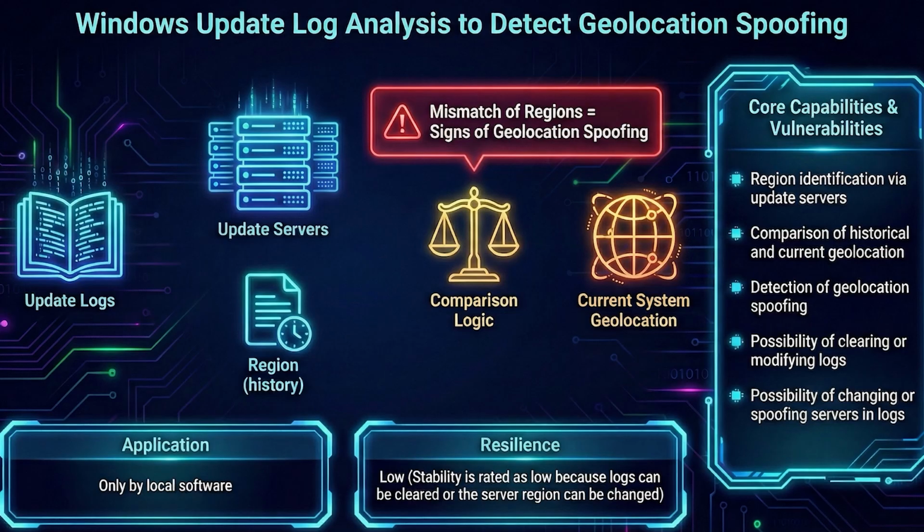You can either edit the logs and enter the Windows servers that you need, those Microsoft servers, I beg your pardon, or you can simply clear these logs, which is also not a critical detector and will allow you to bypass a system that uses SI logging as a geolocation technique.